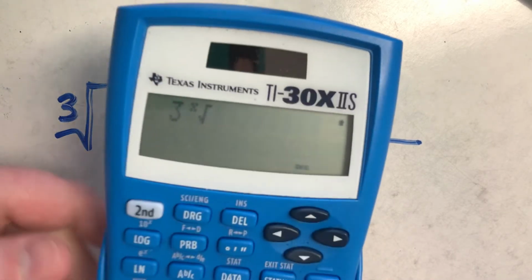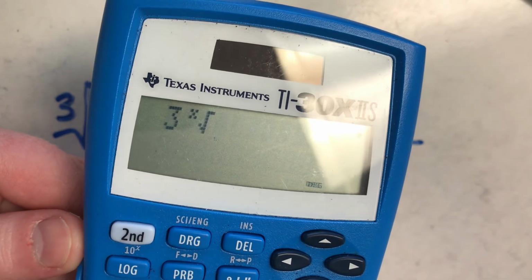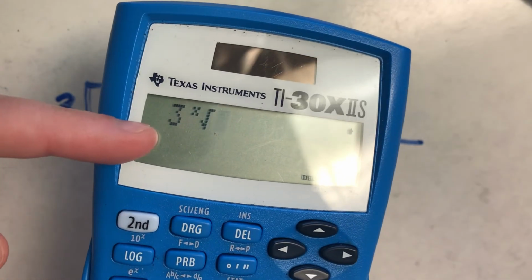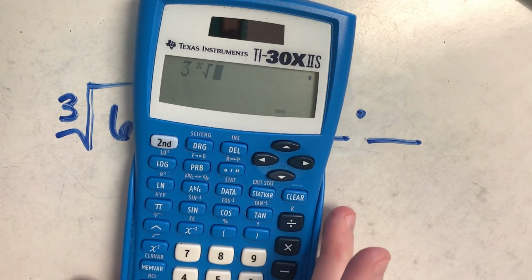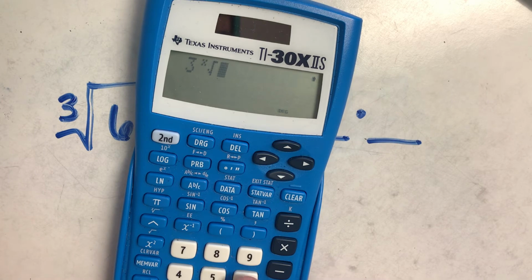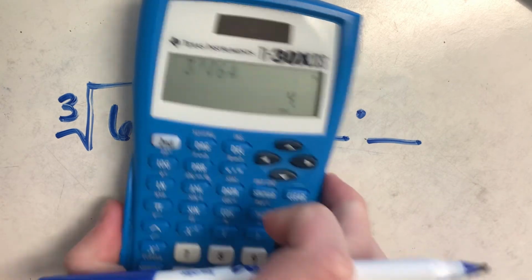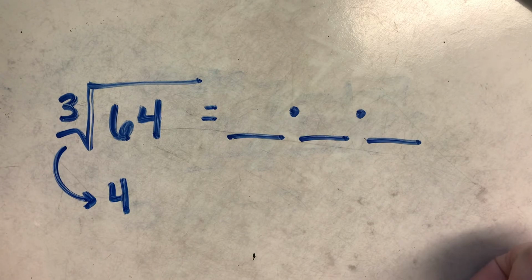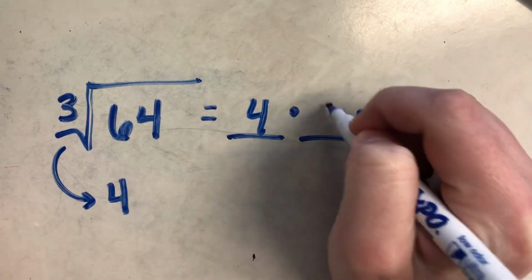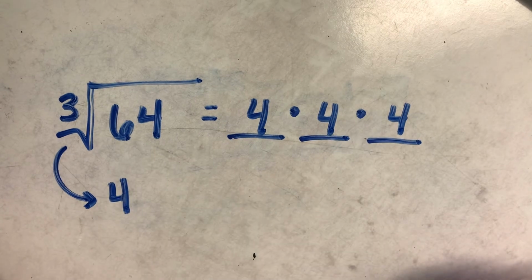When you do that, see how it has that little x right there? That's just showing that you've got that 3 where that x is. It doesn't format it really well. Once you've done that, that's the hard part. You're just going to type 64, enter, and there's your answer. So this means that 4 is my solution. And you can double check it: 4 times 4 times 4. If you type that into your calculator, you're going to get 64.